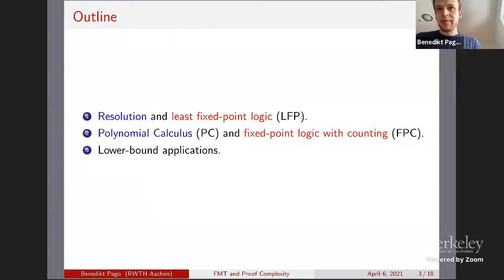So the overview of the paper and of this talk is basically this. The two proof systems that we studied were the resolution calculus and the so-called polynomial calculus, which is an algebraic proof system. And we related them to these two fixed point logics respectively. And in the end, I'll also tell you something about the lower bound applications that I mentioned. In particular, how can we use known lower bounds from finite model theory to also get lower bounds for proof complexity?